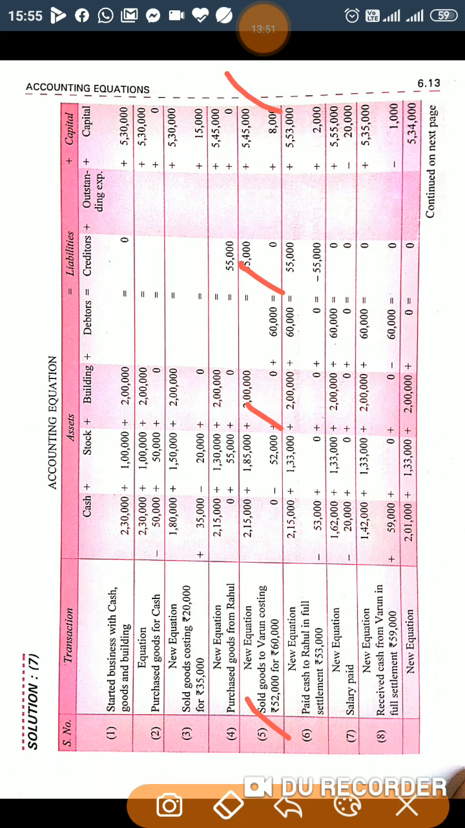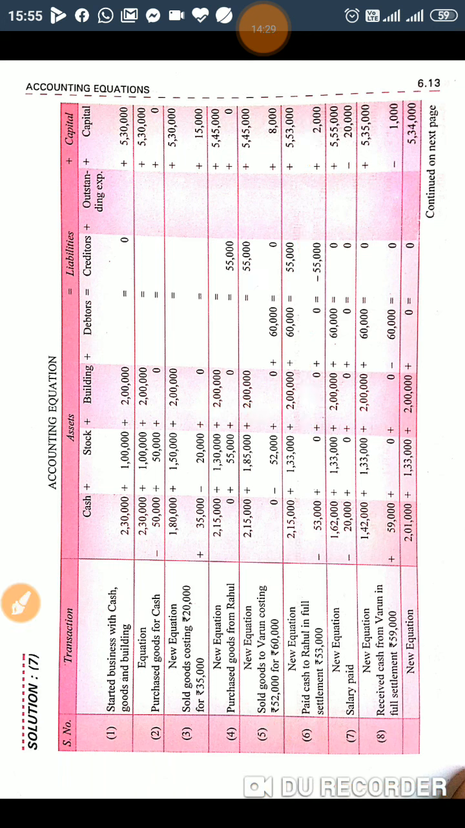added to the capital. So if you analyze this equation, on the asset side minus 52,000 plus 60,000, the net effect is 8,000 plus, and on the liability and capital side plus 8,000. So the accounting equation is balanced. New equation is 2,15,000 cash. Now stock becomes, after adding 52,000, 1,33,000. Building is 2 lakh, debtor is 60,000, creditor 55,000, and capital is 5,53,000 after adding 8,000.